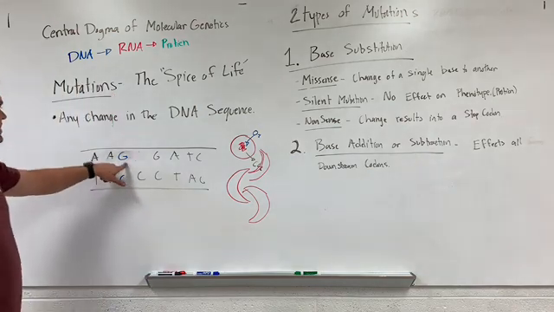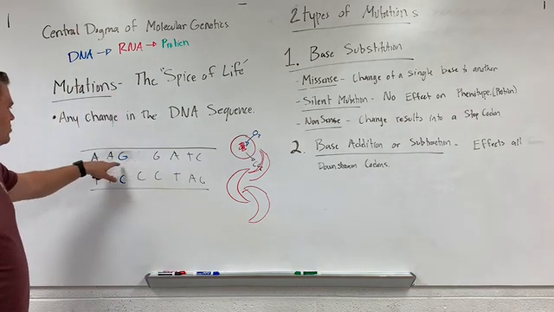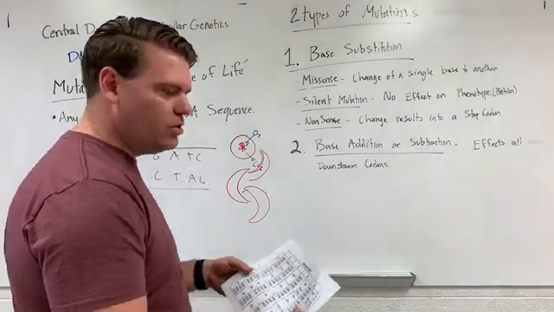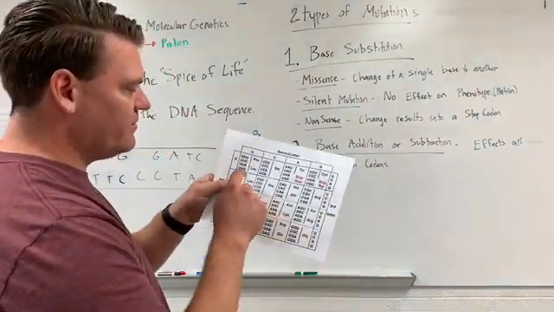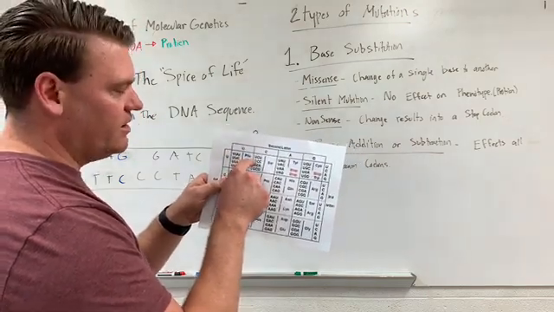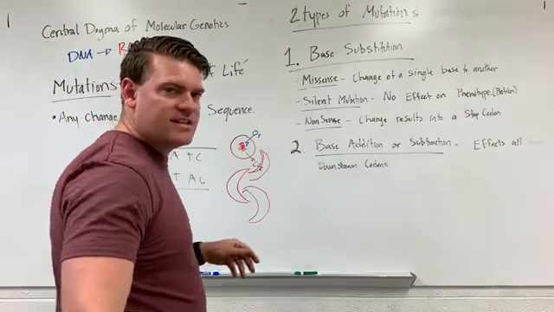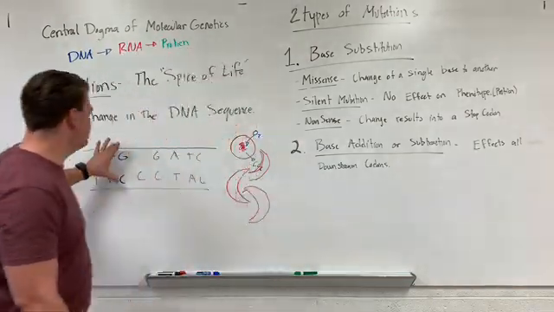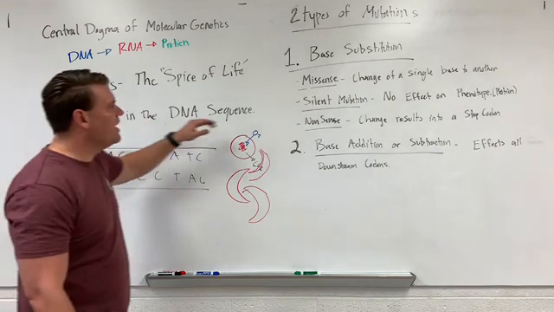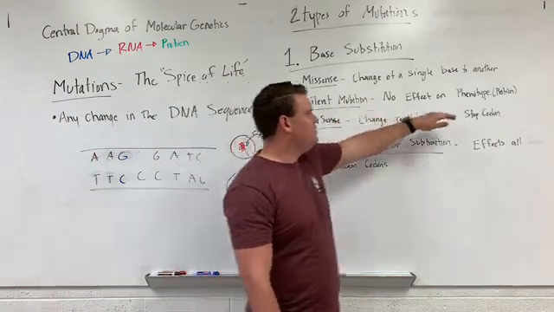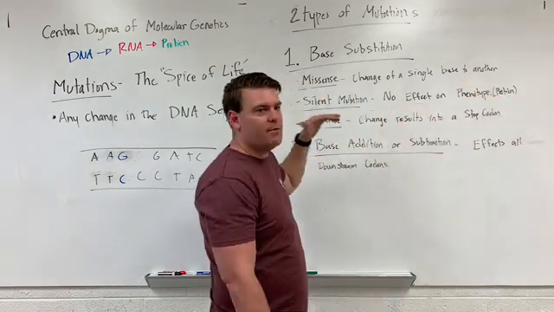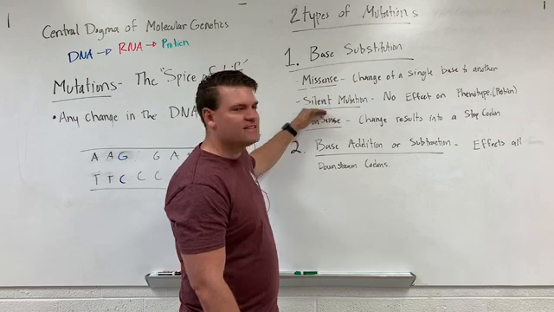So now the codon here is going to be UUC instead of UUU. Well, if we look at it, UUC also codes for phenylalanine. So therefore, it's a silent mutation, because even though it's a mutation because we changed our DNA sequence, it's silent because it didn't affect our phenotype or our protein. We still coded for the same amino acid. So that's a silent mutation.